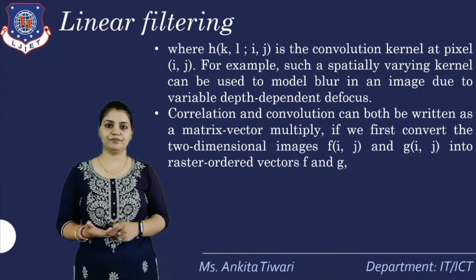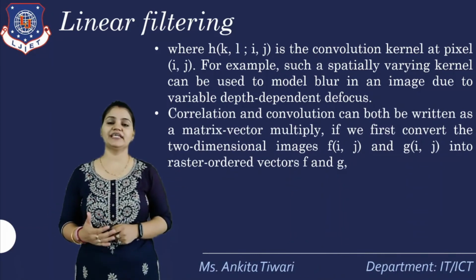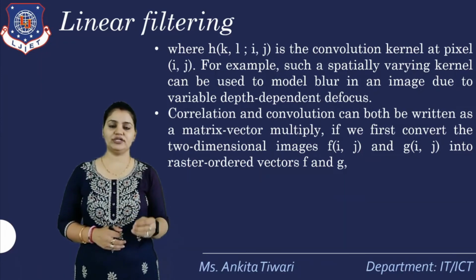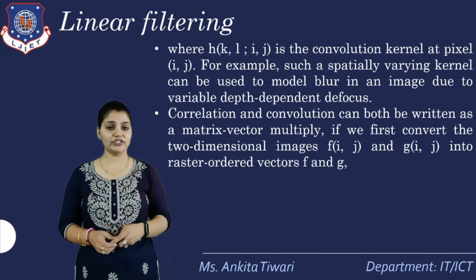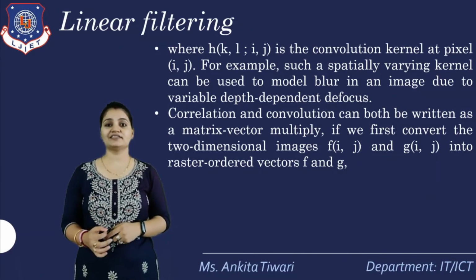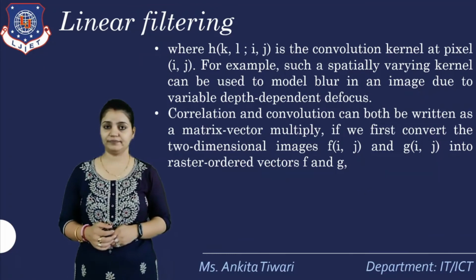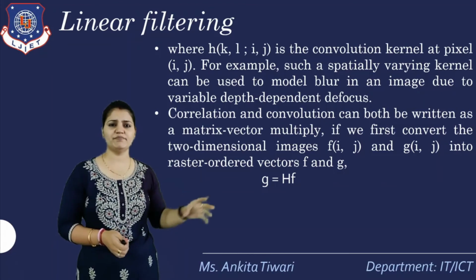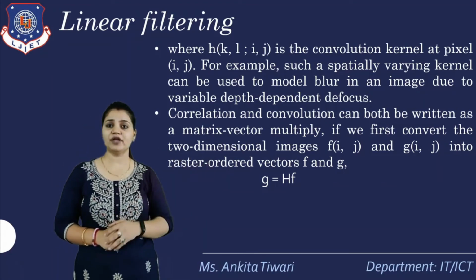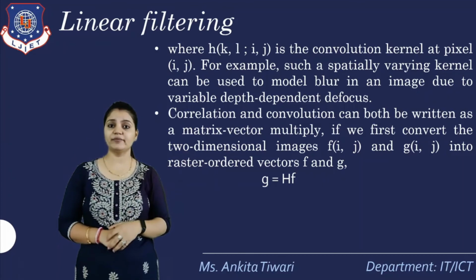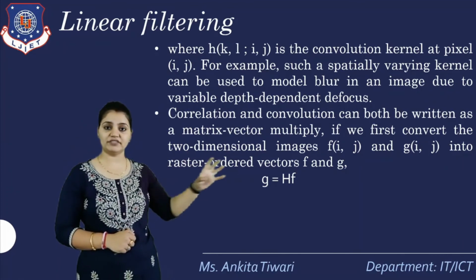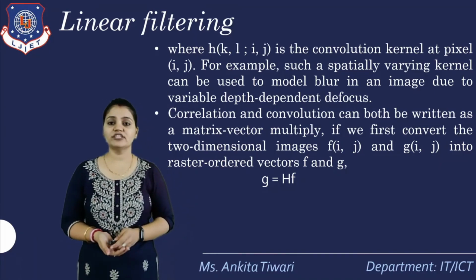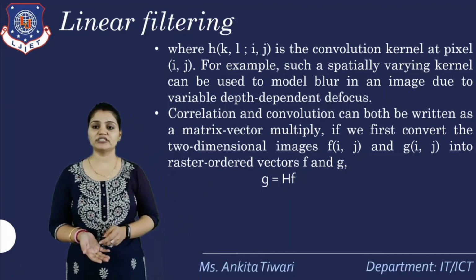Now the correlation and convolution can both be written as a matrix-vector multiply if we first convert the two-dimensional images, f of i comma j and g of i comma j, into raster ordered vectors, f and g. With respect to that, we have the formula G equals HF. This is the very important formula that we have to remember each and every time we talk about the linear filtering process. Here H is the coefficient, and F is the function defined with i and j, k and l values.